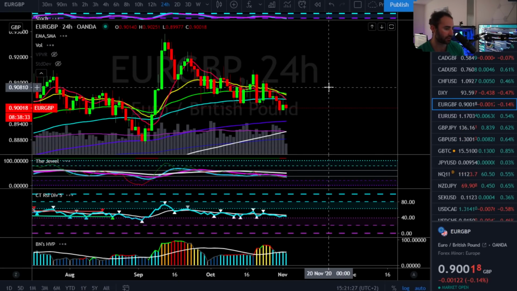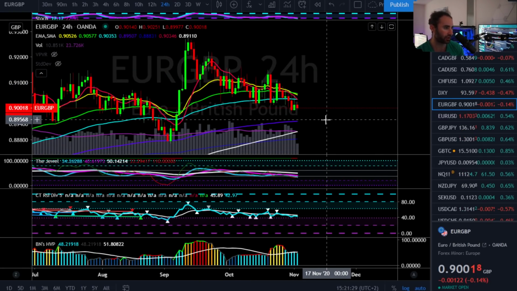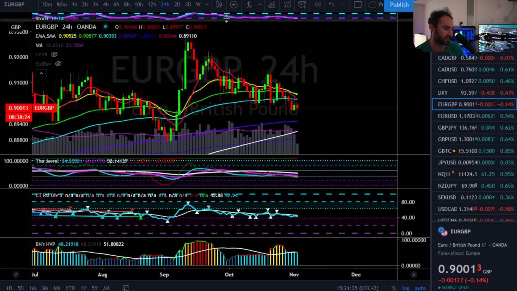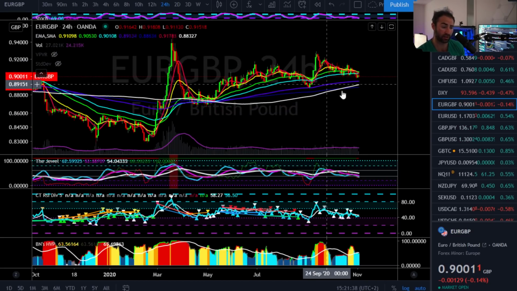Euro pound, a bit of an outlier right here, and I'd be looking for some downside based off this one. I'd still kind of hold on to my 89.5 cent target right here. Obviously, that was not hit in the last day, but I'd still essentially be looking for that, and also for a bounce off that level as well.